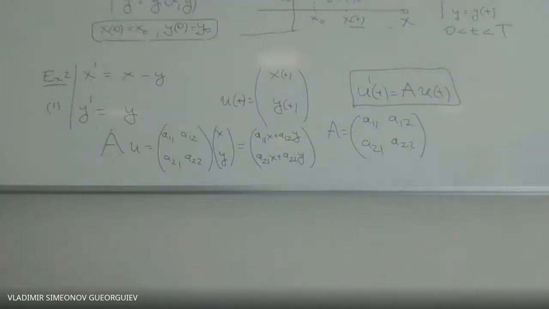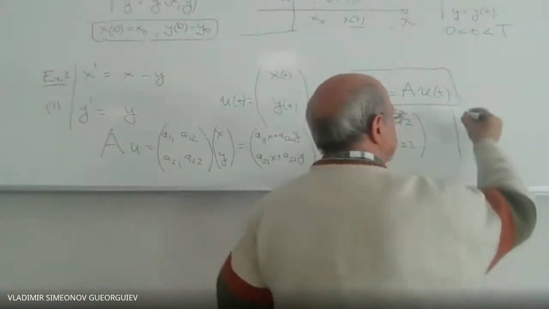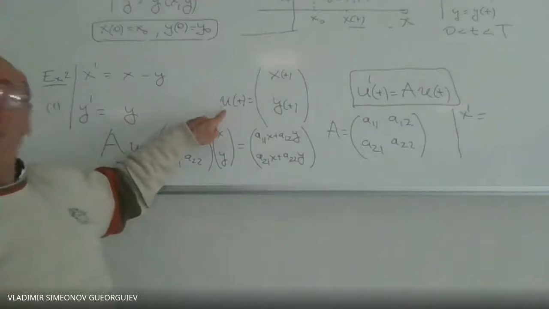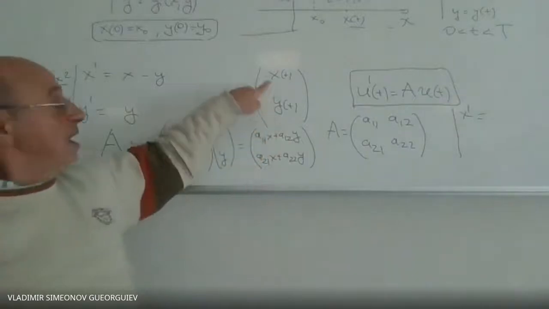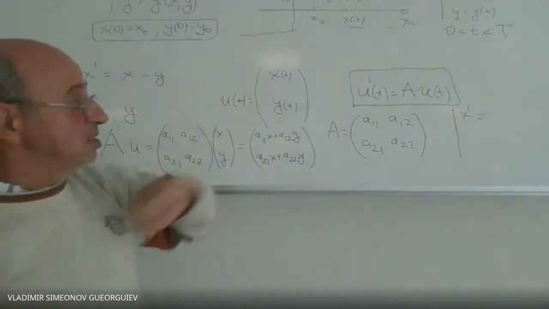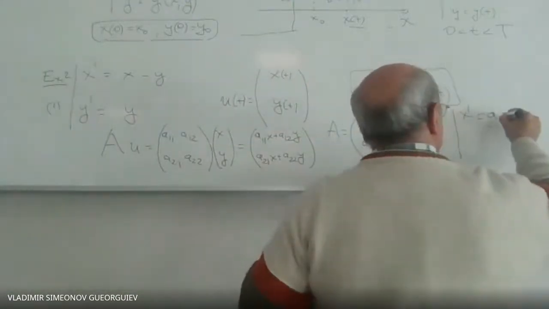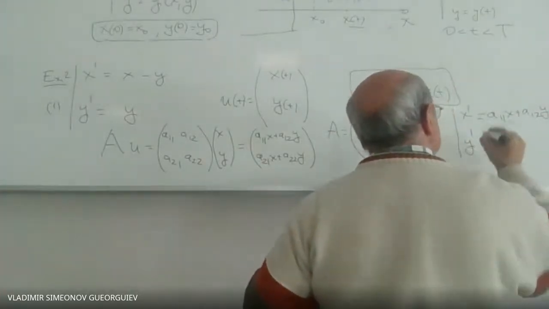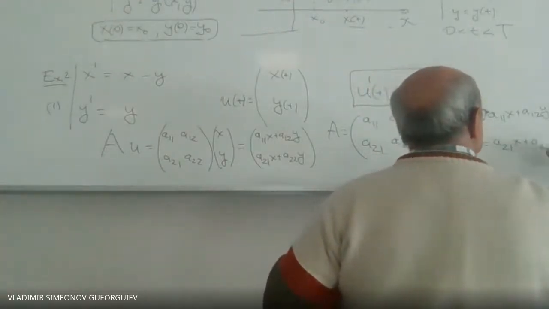And you see, instead of writing a complicated system, in this case our system will be: x prime shall be, I am looking at the derivative of u, this means derivative of this and derivative of this, and I am writing the first component. So x prime shall be equal to A11 x plus A12 epsilon. And similarly, epsilon prime shall be A21 x plus A22 epsilon.